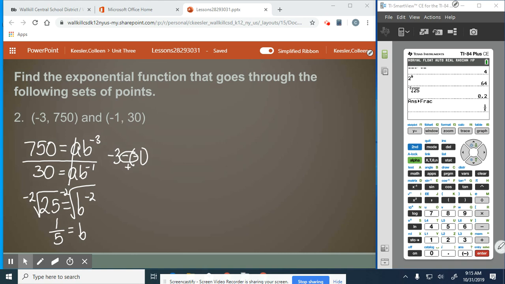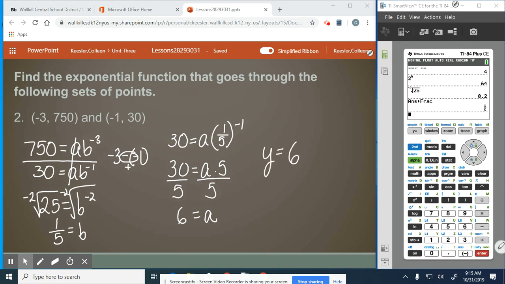Now we plug that back in, so we could do 30 equals a times 1/5 to the negative first, which is 30 equals, remember the reciprocal of 1/5 would be 5. That would get rid of that negative first, so a times 5, divide by 5, and a equals 6, making our final answer y equals 6 times 1/5 to the x.